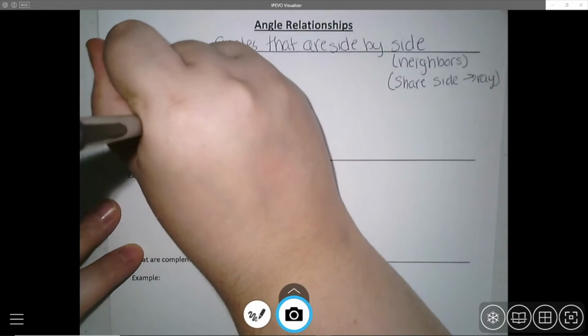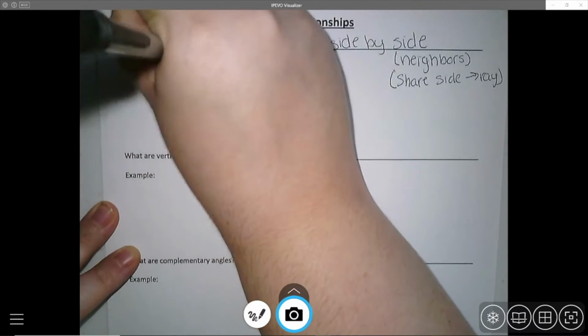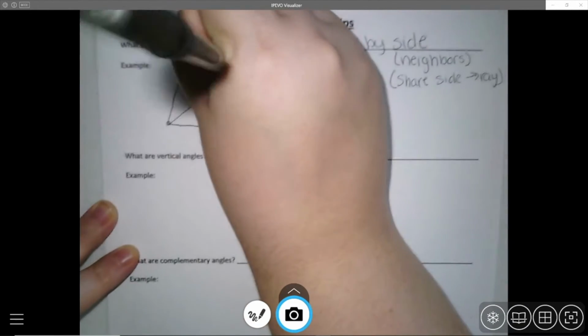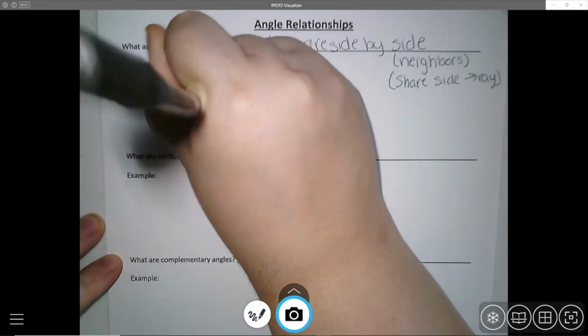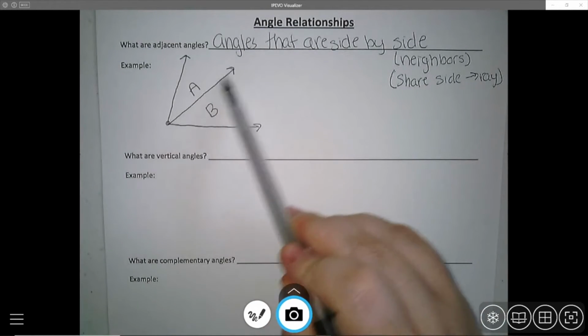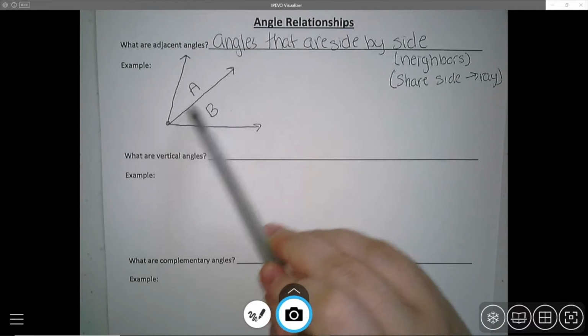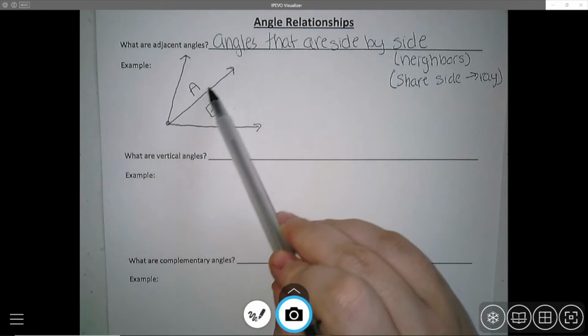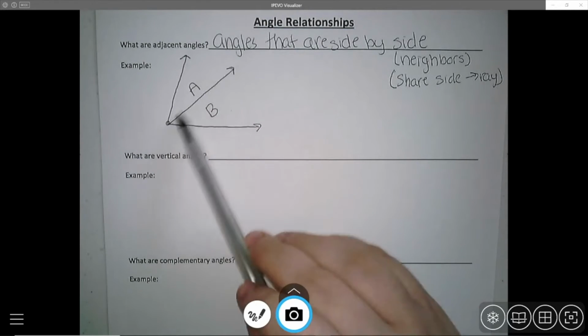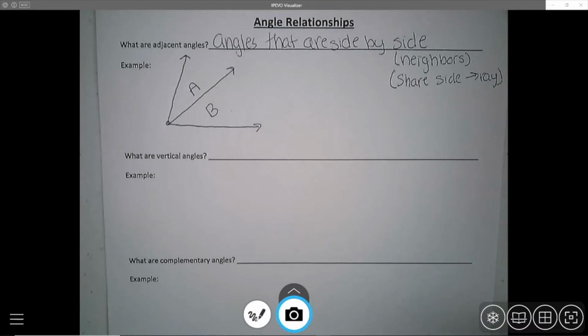When we're looking at a visual for something like this, for example, there is a picture. A and B are adjacent angles, and what we realize is they share this ray right here in the center. It's like this ray cut this whole big angle into two parts. Now let's get to the next one.